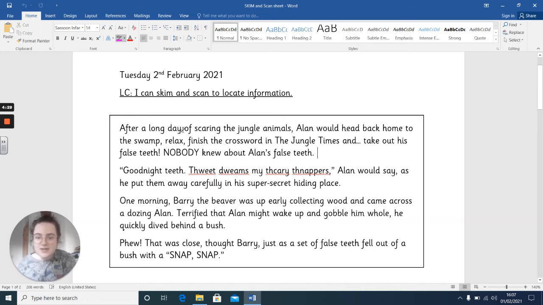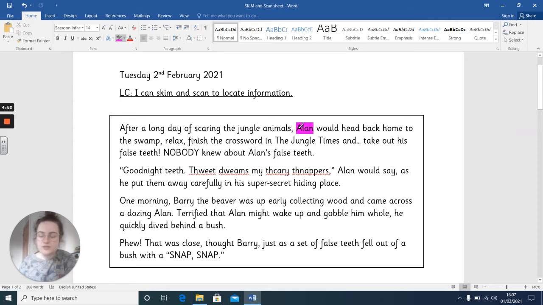After a long day of scaring the jungle animals, Alan would head back home to the swamp. Oh, well, I can see the name Alan in there. Alan, so I'm going to highlight that because I know that's a person's name. It's got a capital letter in the middle of a sentence because it's a proper noun. And I'm going to keep reading and see if this is about the alligator.